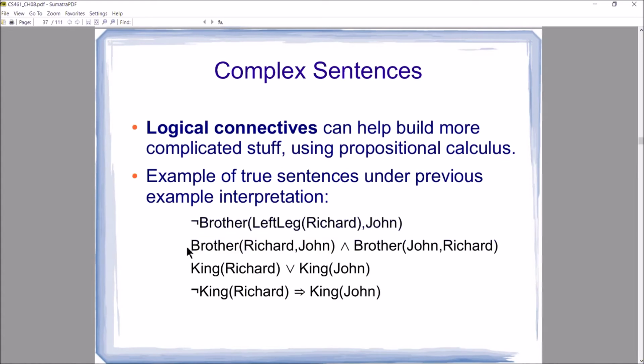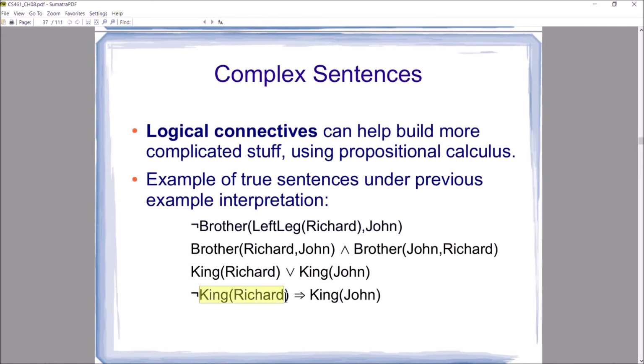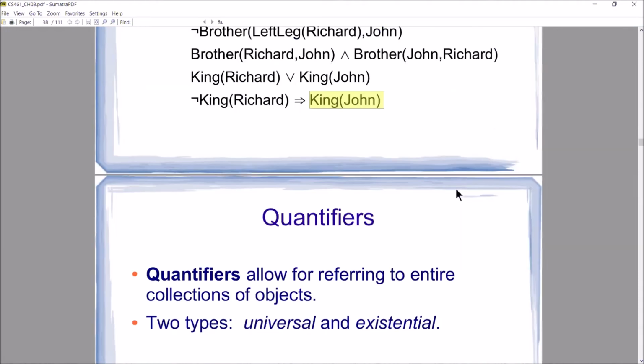Now this next sentence is saying that Richard and John are brothers, because you have to go both ways. You're saying Richard is the brother of John, and with the and you're also saying that John is the brother of Richard. With this next sentence, you're saying that either Richard is king or John is king, and that's true under our interpretation. And here you're saying that if Richard is not the king, that implies that John is the king. So these things can get really, really expressive and really, really complex.